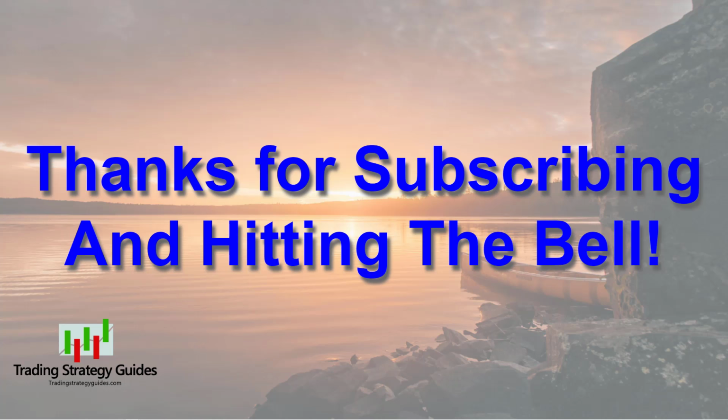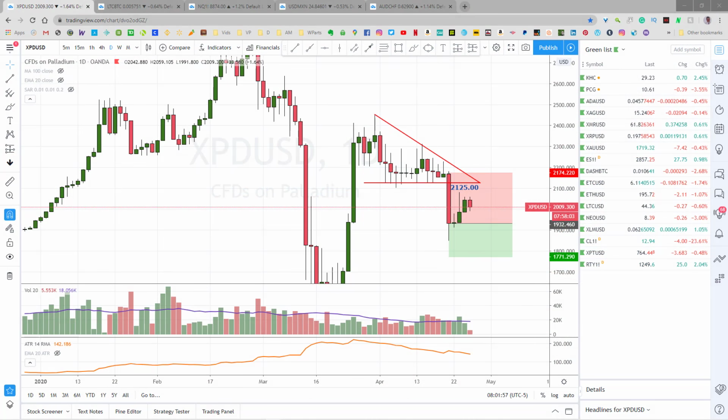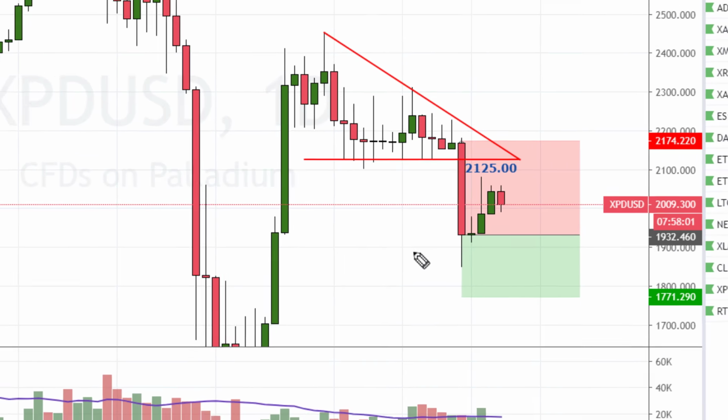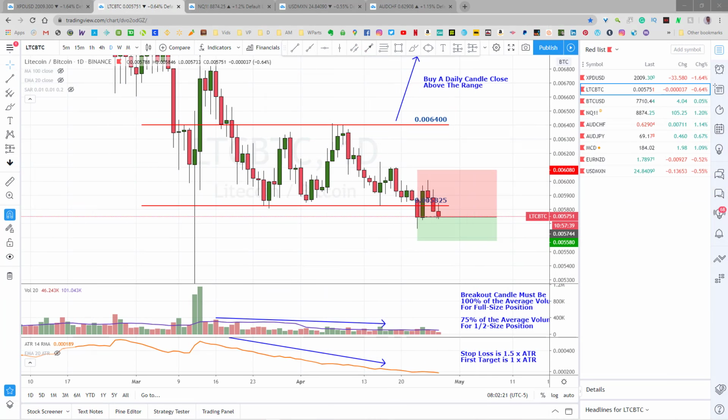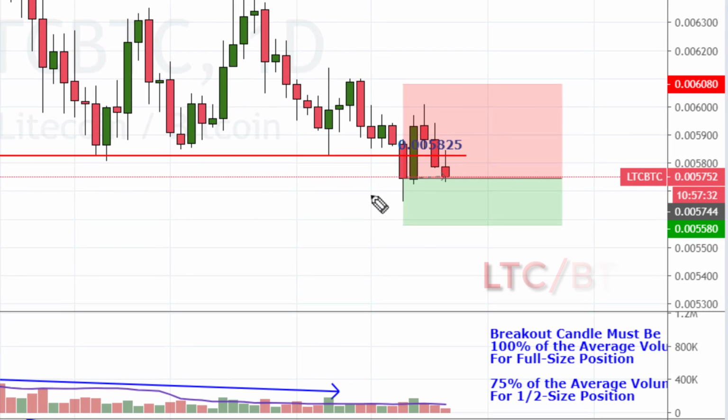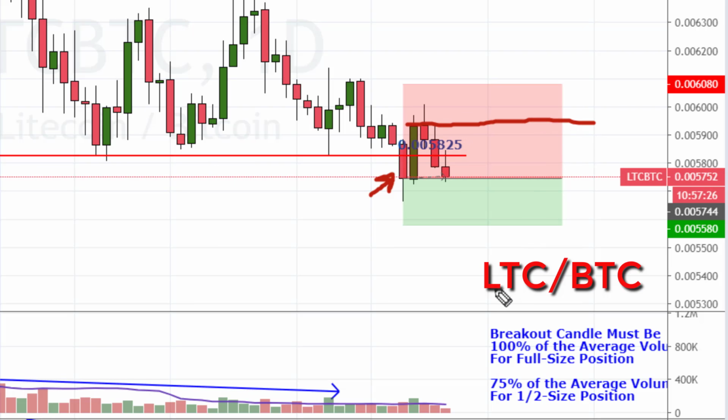Let's take a look at the active trades. Well, the first one today is Palladium. We entered this one right here on Tuesday. Still waiting for it to hit the first target. This is the Litecoin Bitcoin setup I showed you a week ago Friday. It triggered last Thursday right here, then it closed back inside the range right here on Friday. So I closed it for a loss, and I'll keep an eye on it for the next few days and see if it gives us another opportunity to get in.